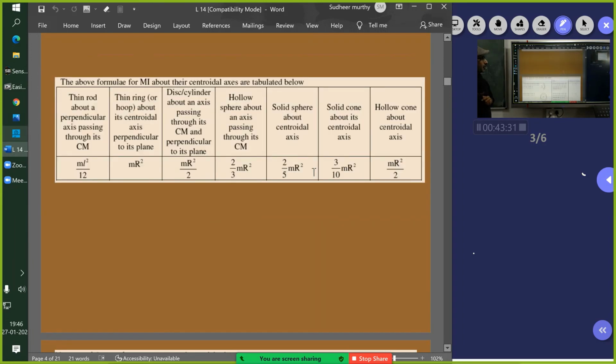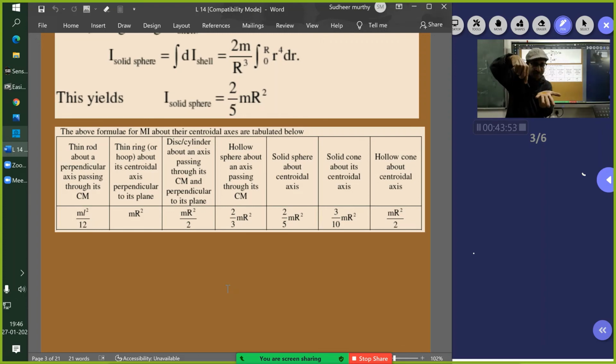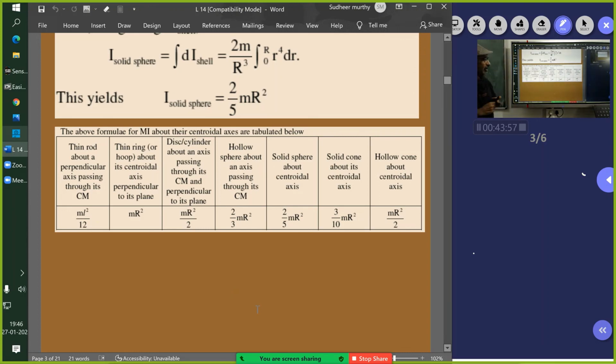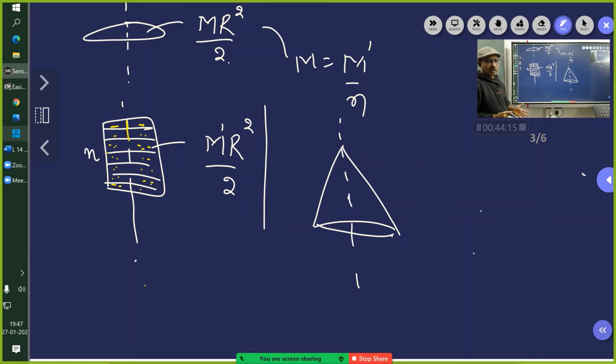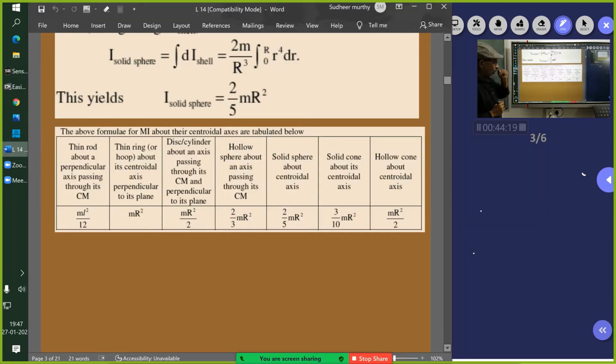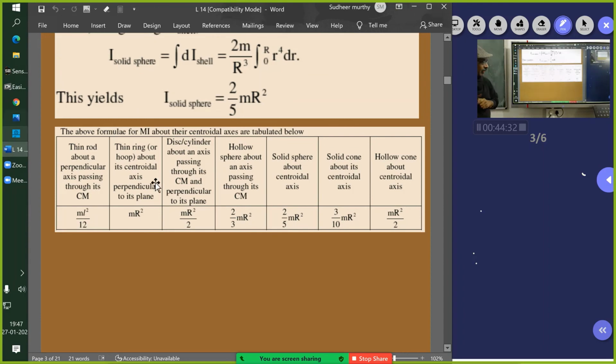Sir, one doubt. Go. Sir, there is the centroidal axis, I didn't get that. Centroidal means passing through the center of mass. Sir, but which direction? They have written it: passing through the center of mass and perpendicular to the plane. A thin ring. Sir, not that one, the solid cone, about its centroidal axis. See, you know how a solid cone is? Here, this is the centroid of the cone, so the axis is passing through this. Centroidal means it is passing through the center. Of course, they should have written perpendicular to the base. They have not written it. Anyway, when we have time, we'll derive for all.